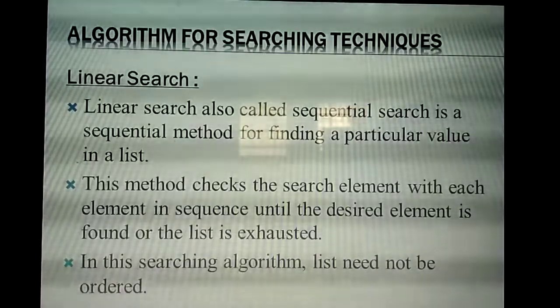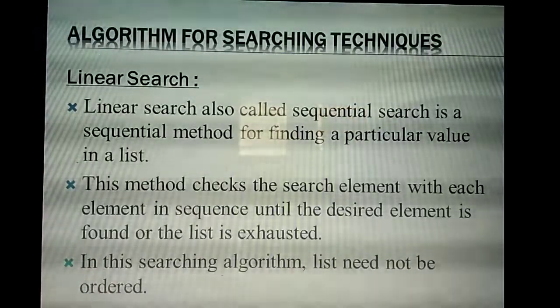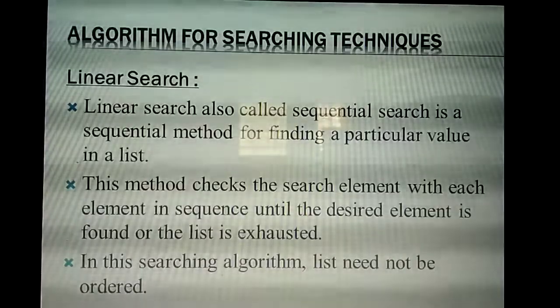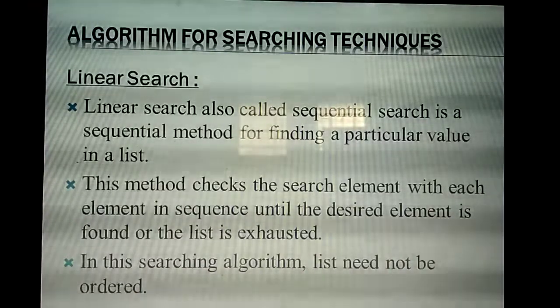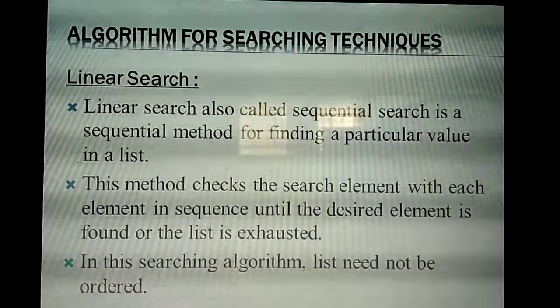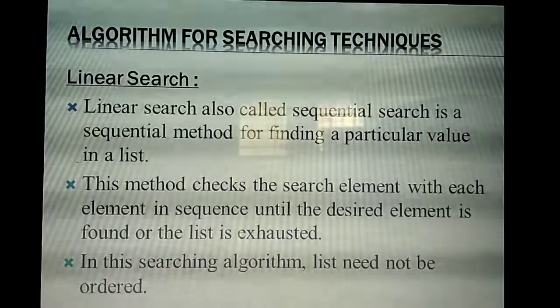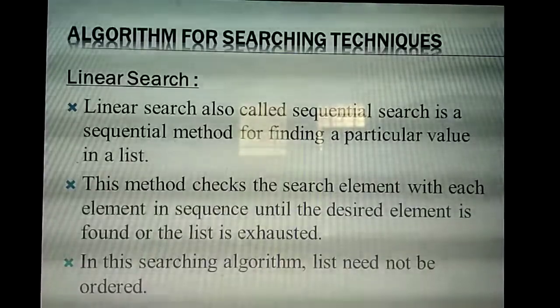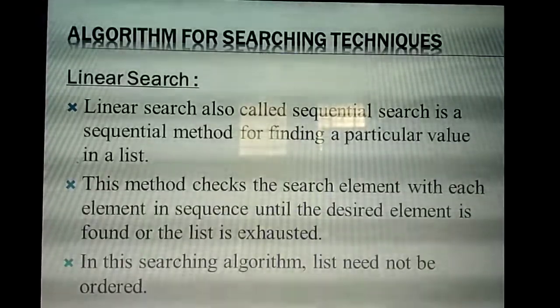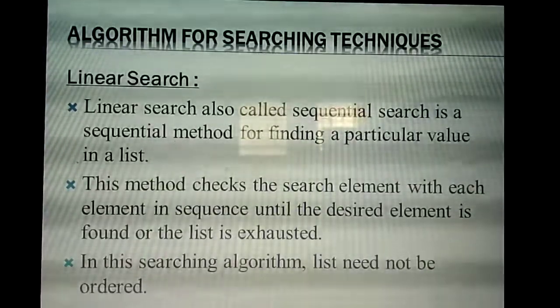Understand what the second step is? If the element is found in the first place, the search will be over at the first place. If you do not find that element till the last, the search will be exhausted. Understand? This algorithm's list need not be ordered, so the elements need not be stored in an ordered way. Understand? You have studied three points.